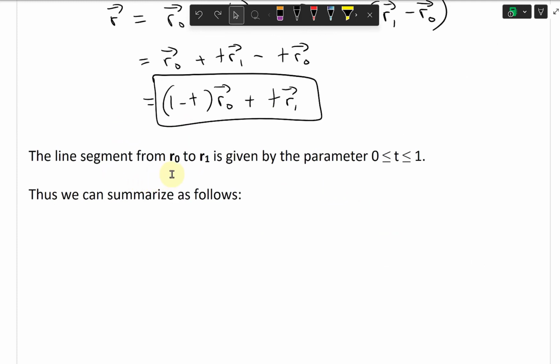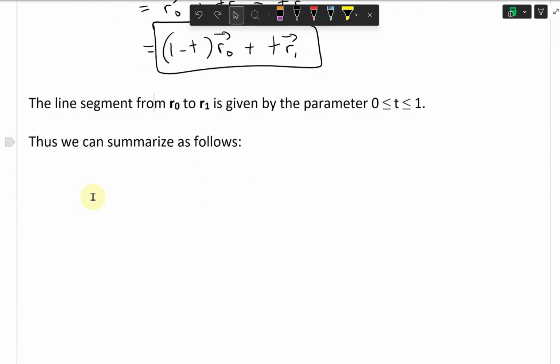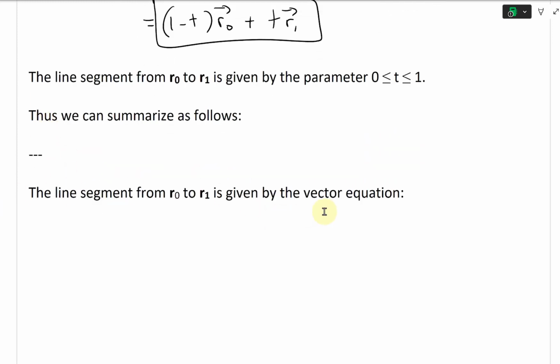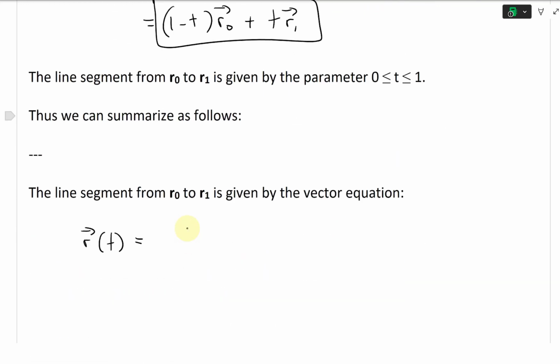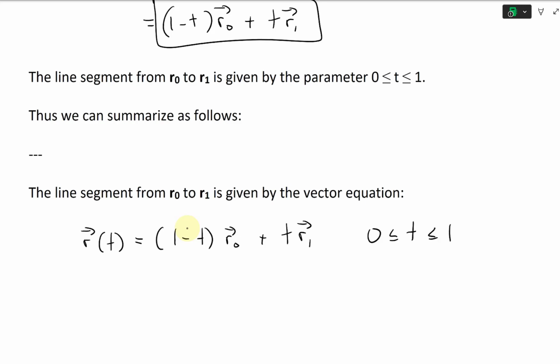So the line segment from r0 to r1 is given by the parameter t, where 0 is less than or equal to t, which is less than or equal to 1. So t is from 0 to 1. Thus, we can summarize as follows. And this summary is right here. The line segment from r0 to r1 is given by the vector equation r of t, so r is a function of t, equals 1 minus t times r0, plus t times r1, where t is greater than or equal to 0 and less than or equal to 1.